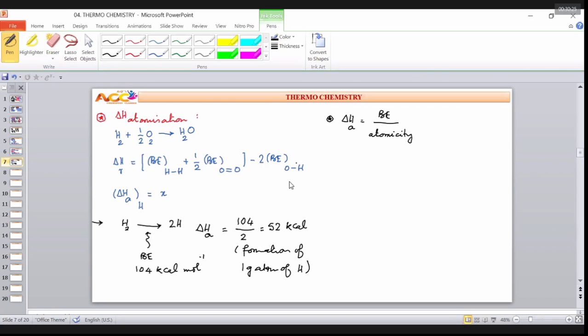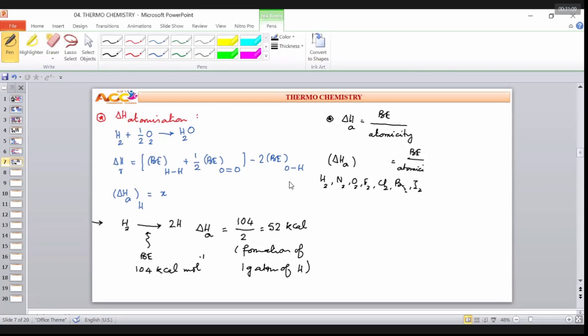What is atomicity? Total number of atoms in a molecule is called atomicity. Oxygen, O2, atomicity is 2, right? Nitrogen, N2, Cl2, chlorine, fluorine, F2, I2, all of them have a diatomic system. If it is so, then roll number 2 started thinking: if you are saying enthalpy of atomization of hydrogen, nitrogen, oxygen, fluorine, chlorine, bromine, iodine, for all such substances, very simple, sir, bond energy by atomicity.